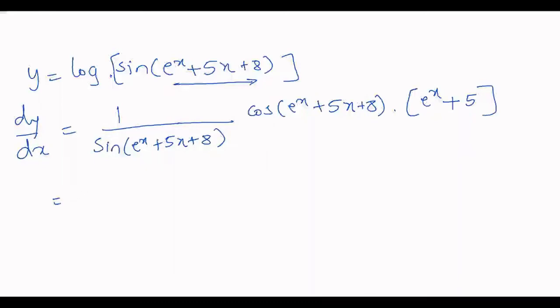Cos by sine is cot. Okay, so e power x plus 5 into cot of e power x plus 5x plus 8. Okay, let's clear this.